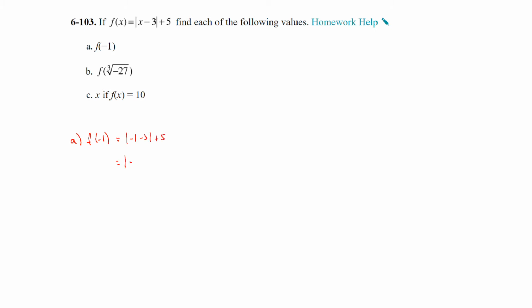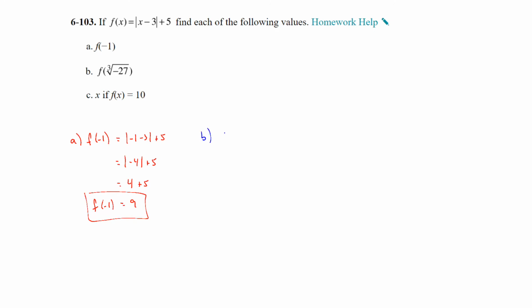So we're just going to plug in negative 1 for x, and then we're going to simplify. So the absolute value is a grouping symbol. You must do what's inside the absolute value first. And so we get the absolute value of negative 4, which is 4. 4 plus 5 is 9. So f of negative 1 is equal to 9. You should write that whole thing.